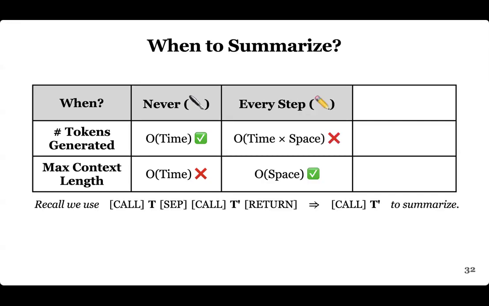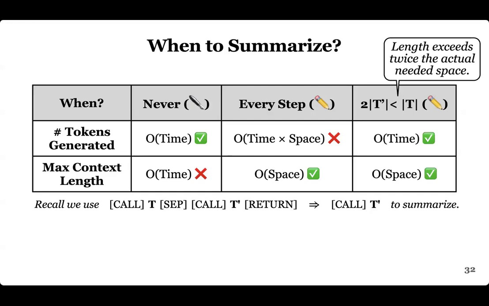However, a naive strategy for summarization is to summarize whenever we generate a new token, or whenever we generate a constant number of tokens. In this case, we can achieve the optimal maximum context length, which is the space complexity for that problem. But the trade-off is that the time complexity for solving that problem is time times the space, which is not optimal compared with the baseline chain of thought.